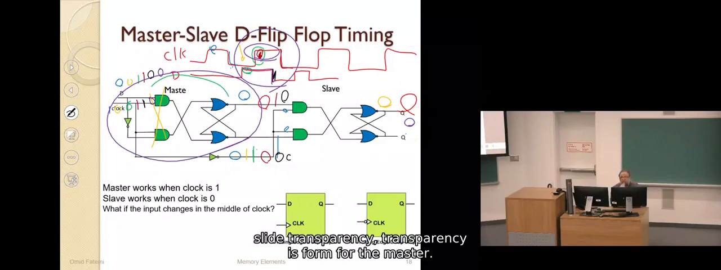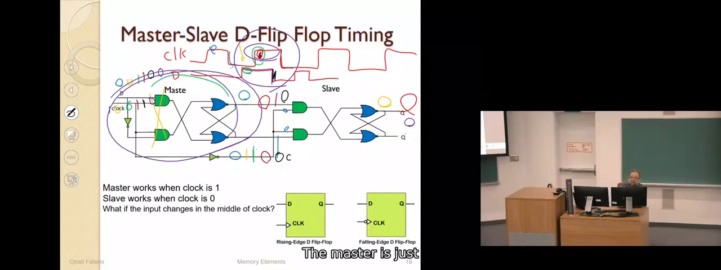In the last slide, you mentioned transparency. What is that? The transparency is for the master. The master is just a D flip-flop. A D flip-flop has transparency. To solve that, we built a master-slave. In the first half of the clock, this flip-flop works. In the next half of the clock, the other flip-flop works, and it makes the whole design non-transparent. So it's good. But again, as long as the clock is high, the master works. It's transparent because the clock is on.